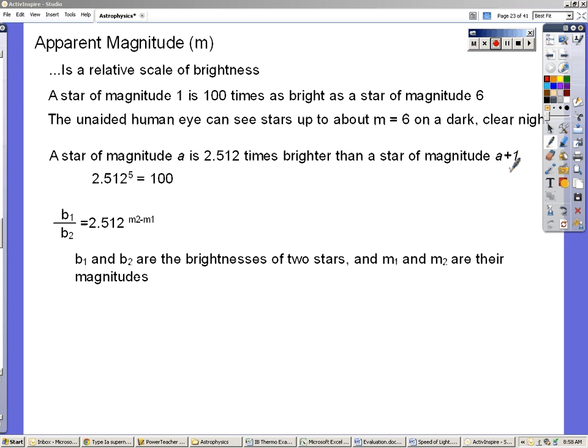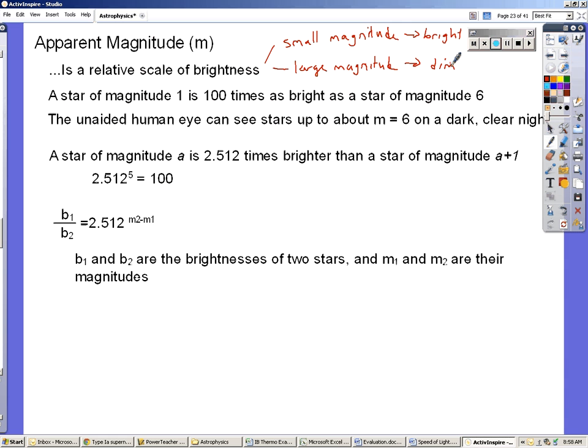Essentially, apparent magnitude is a relative scale of brightness. Basically, if a star has a small magnitude, then it appears very bright. Small magnitude is a star that appears very bright, and a large magnitude is a star that's very dim.